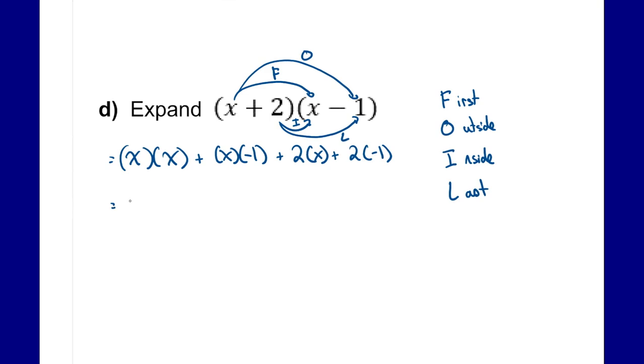So here we have x squared, x times x, minus 1x plus 2x minus 2. If we collect like terms, the two terms that have an x in it, x squared, and then we have negative 1x plus 2x, or negative 1 plus 2, which is positive 1x, and then minus 2. And that's my expanded form.